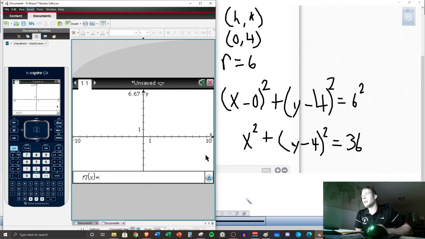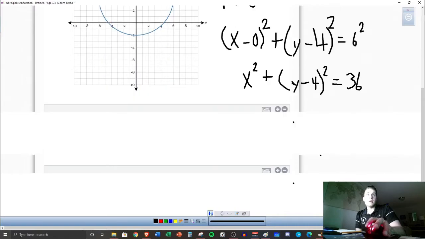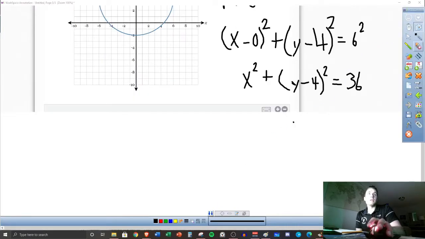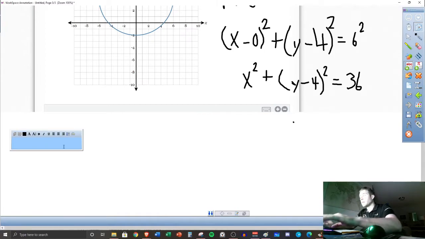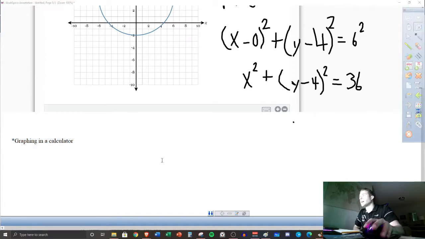But if I wanted to type this equation in, so I've got my Inspire up over here, there's a problem. And the problem is that this is not solved for y. Okay? So in your notes, let's add a section here, and I'll put a little star, graphing in a calculator. I think it's an important idea for us to think about.